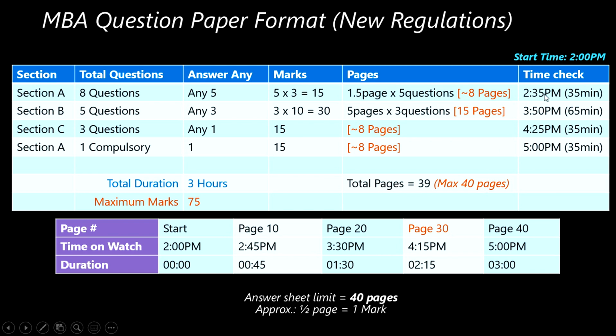What I've done here is I've also added a time check. Let's say your exam is starting in the second half, that's 2 p.m. Then you can have a time check like this: for section A, you need to finish it by 2:35, section B by 3:50, and so on. This is as per sections, which section you should finish by what time. You can change this if your exam is starting in the morning.